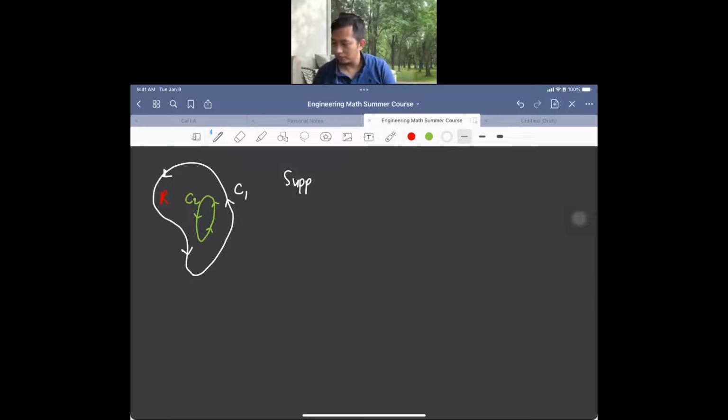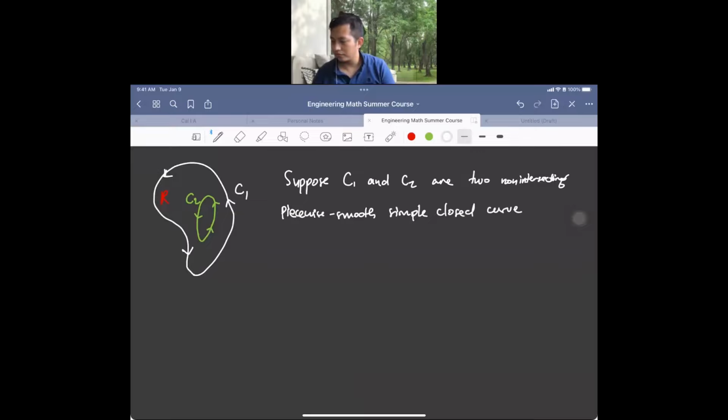So suppose that C1 and C2 are two non-intersecting piecewise smooth or simple closed curves. I think it's better using path to know that we are going to move in the same direction, counterclockwise, right?